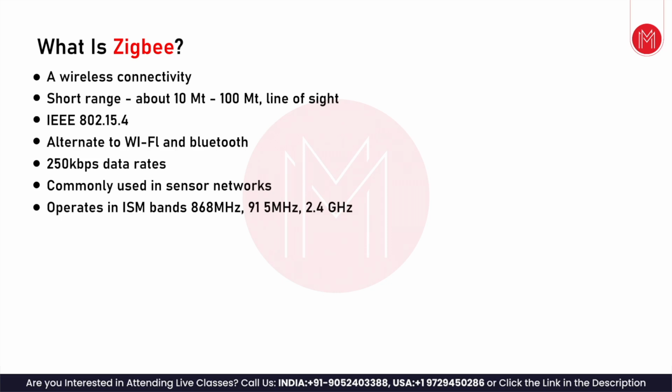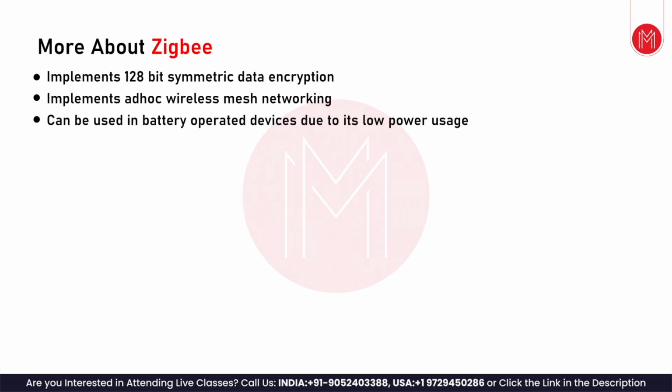It's commonly used in sensor networks. It operates in ISM bands: 868 megahertz, 950 megahertz, and also the 2.4 gigahertz band. That's how Zigbee operates, and Zigbee also uses encryption. The data coming from the modules can be encrypted, so that eavesdroppers cannot read the data.